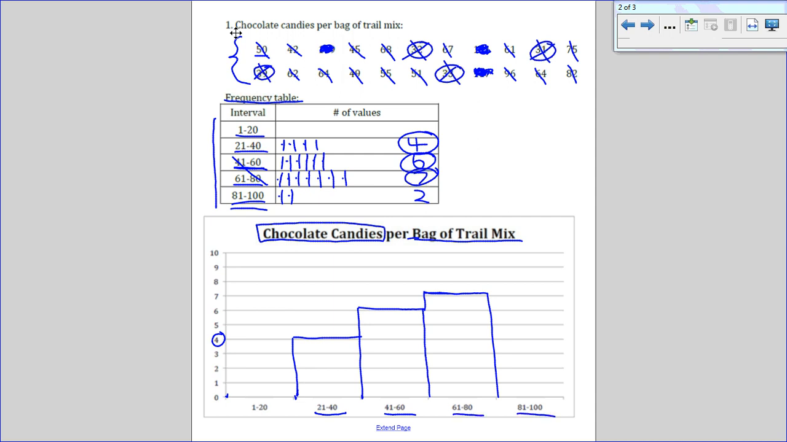What about 81 through 100? So 81 through 100, we go up here. 2 bags of trail mix had from 81 to 100 pieces of candy within them. So only 2 bags. So we look at our 2, we follow the line all the way across, and we make our final bar. And this is a histogram.